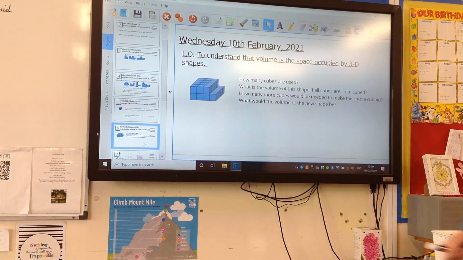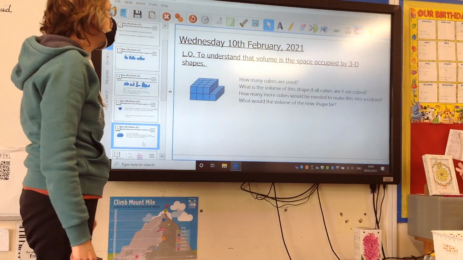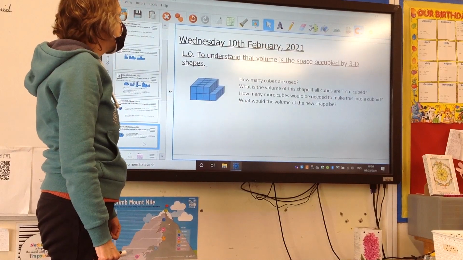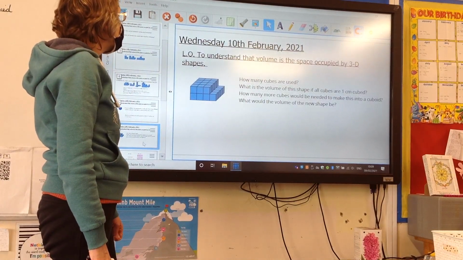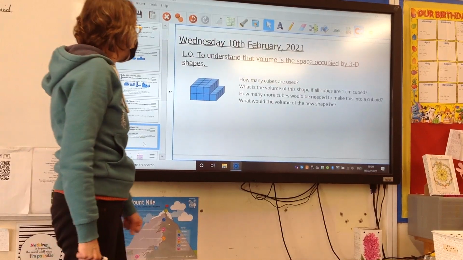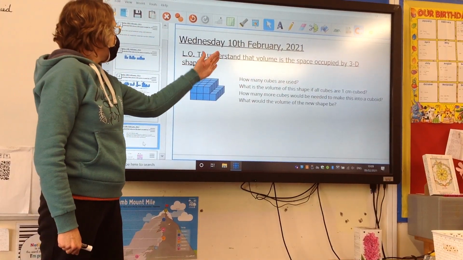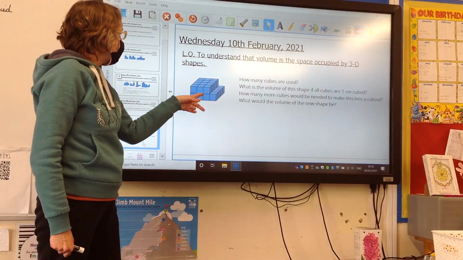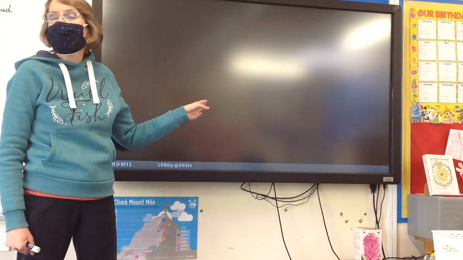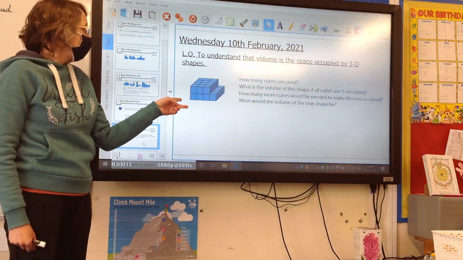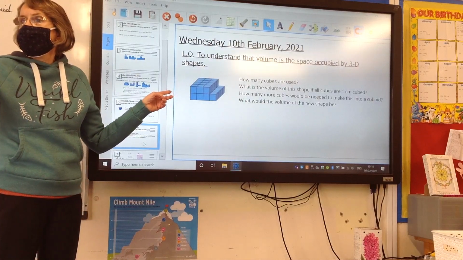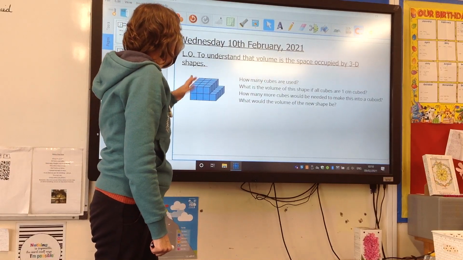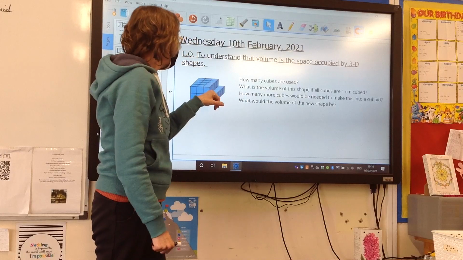How many cubes are used? What is the volume of this shape? If all the cubes are 1 centimetre cubed, how many more cubes would you need to make this into a cuboid? What would the volume of the new shape be? Okay. Now, this is very similar to the one we looked at earlier. If you've got a very sharp knife, you could slice it down there and work out the volume of that bit, work out the volume of that, and the total volume would be 28 centimetres cubed, because we've got 6 there, 4 there, 6 fours are 24, and then 4 more added on.